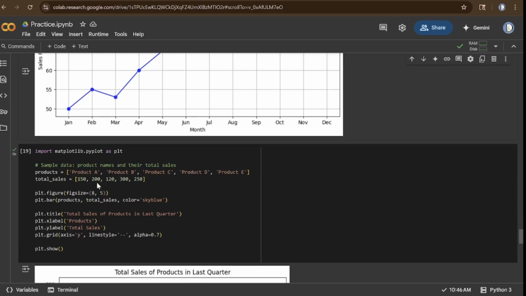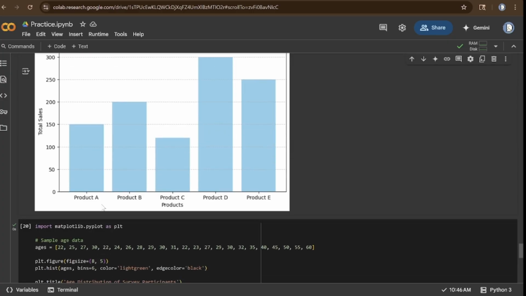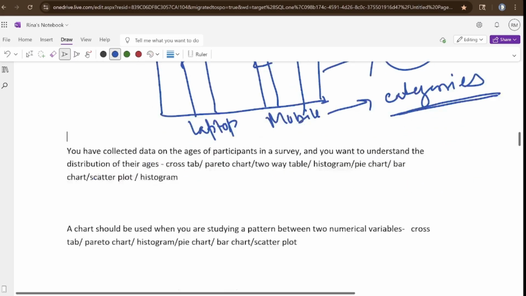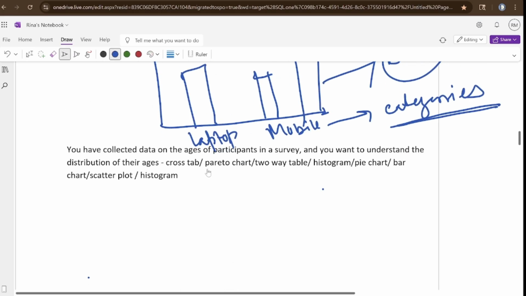Let me show you. See here. Product A, product B, product C, and these are the total sales. So if you write bar product, you can understand for product A, this is the amount of sales, 150. For product B, the amount of sales is 200. For product C, it is 125. Clear? So bar chart represents this best. Next one.